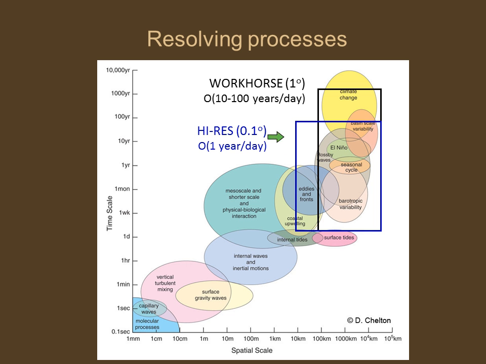Now, with the 10th degree ocean, we are capturing eddies, and this is important for the Intra-Americas Sea because we have the loop current, for example, and we have these warm core rings that are detached from the loop current and travel all the way to the west. So one of the slides that I include shows circulation in the Gulf of Mexico from the 10th degree ocean.